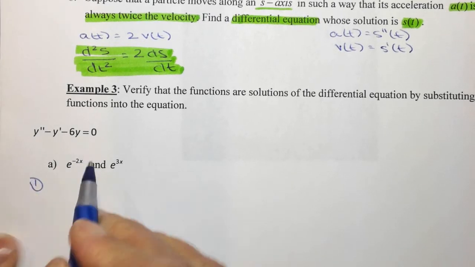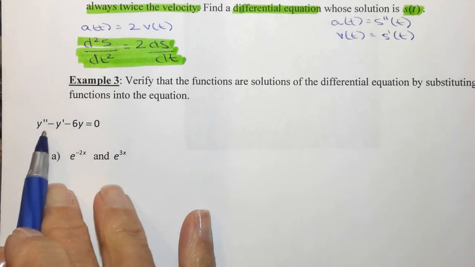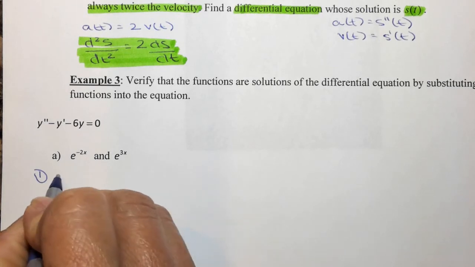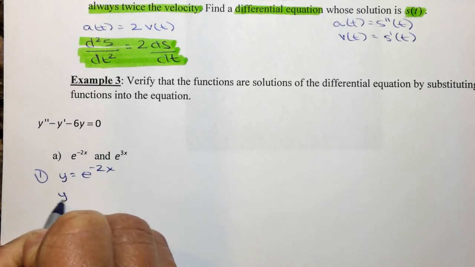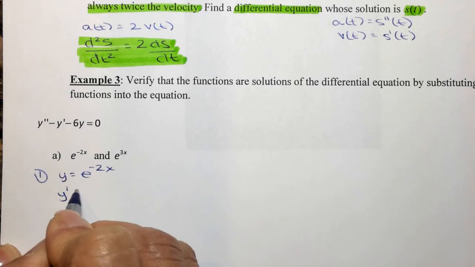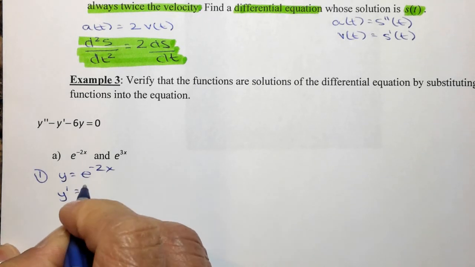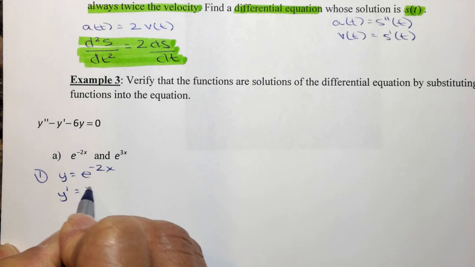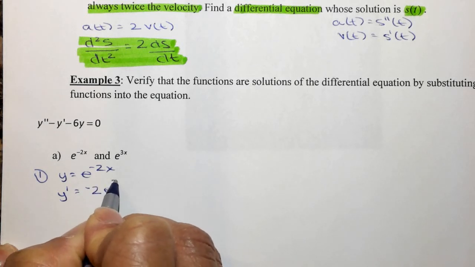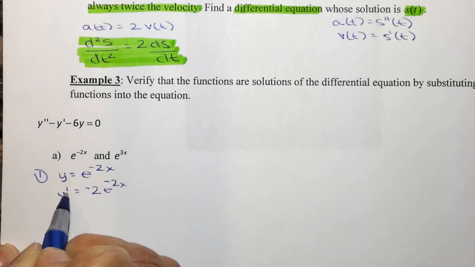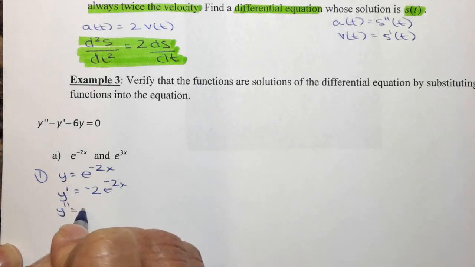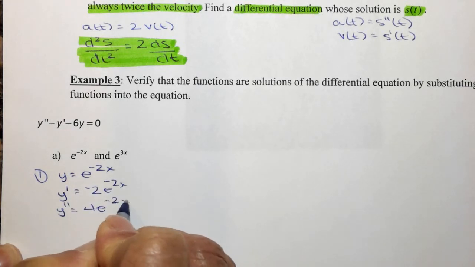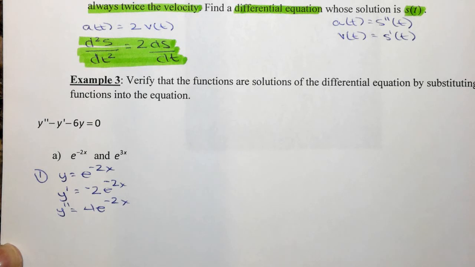So in the first part, what we're going to do is take a look here. We know that this is what y is equal to. So now we need to find the first derivative because we need it for the problem. So this would be negative 2. We're using the chain rule. e to the negative 2x, so it's the derivative. Then we're using this to find the second derivative. So this would be 4e to the negative 2x. So now we have all of our derivatives.